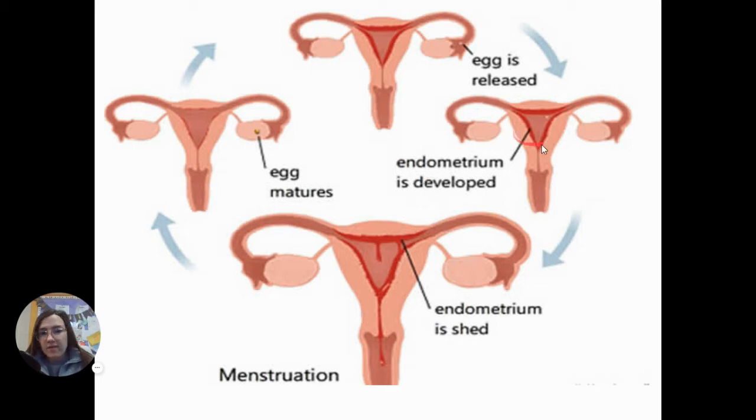But if the egg's not fertilized, the endometrium, that blood, is shed and the body gets rid of it. Says, okay, there's no fetus. I understand. I'll clean up my mess. We'll try again next month. So the cleaning up, that's what causes the period. The blood leaving the body through the vaginal canal is the lining of the uterus leaving the body because there was no fetus.